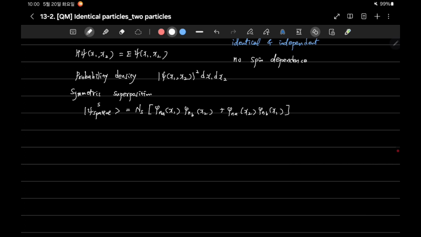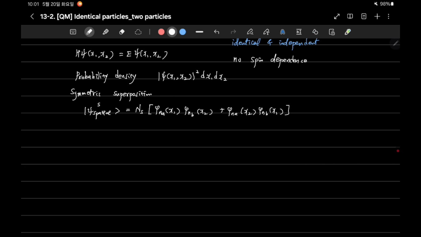In general, these quantum mechanical particles are identical, so it is not possible to distinguish the two particles. But anyway, let's start from distinguishable particles. This is a symmetric superposition because if the two particles are exchanged, the sign of the wave function does not change. It is symmetric under the exchange of two particles.